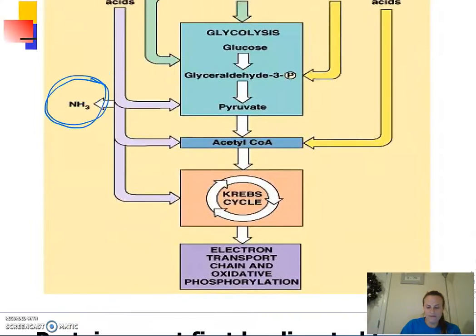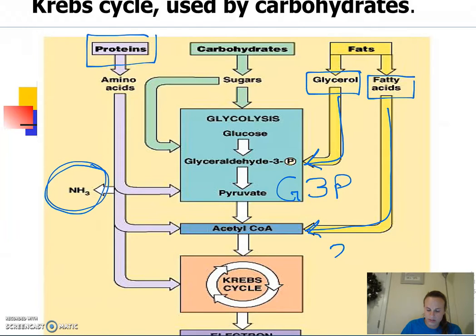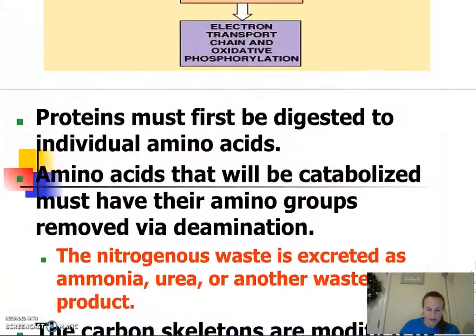Now, if we look at fats, they are going to be broken down into glycerol and fatty acids. Glycerol can enter the aerobic pathway as G3P. And fatty acids can enter the pathway as 2 carbon compounds, such as acetyl-CoA.